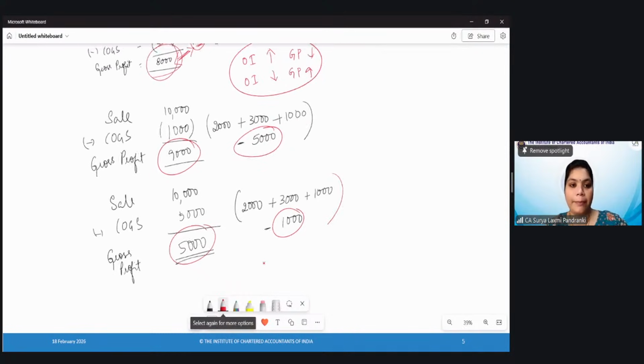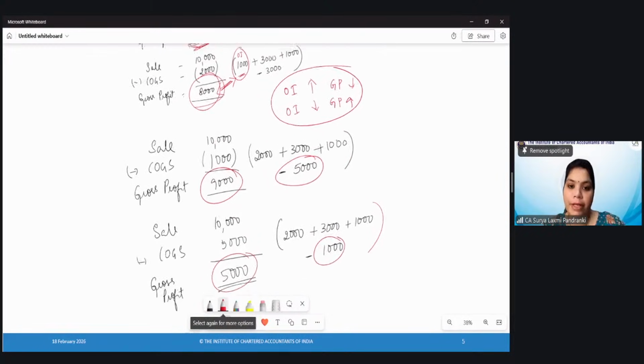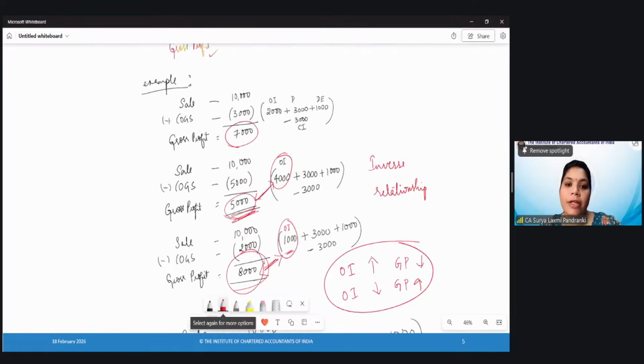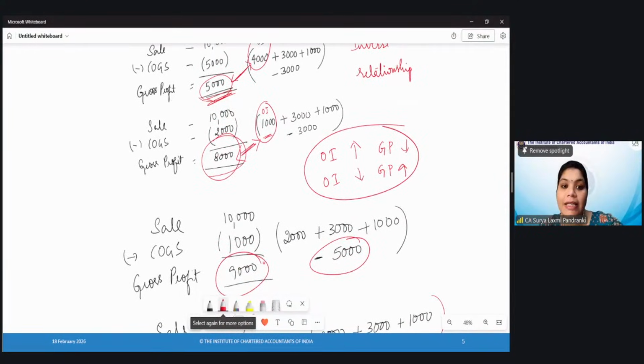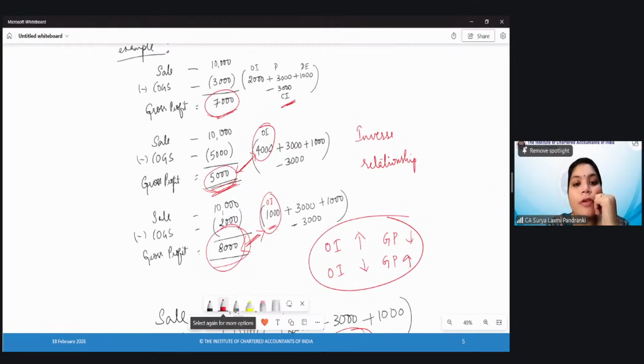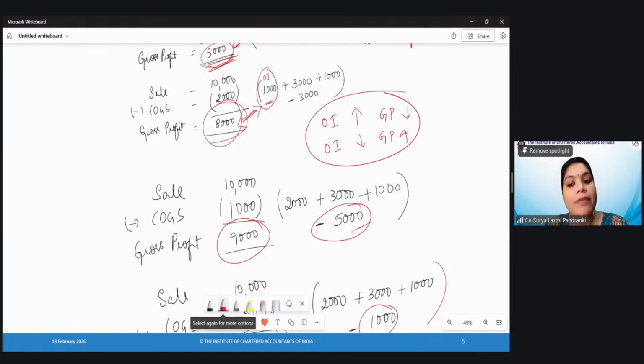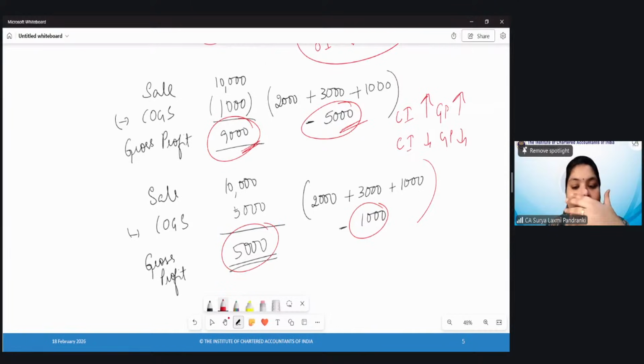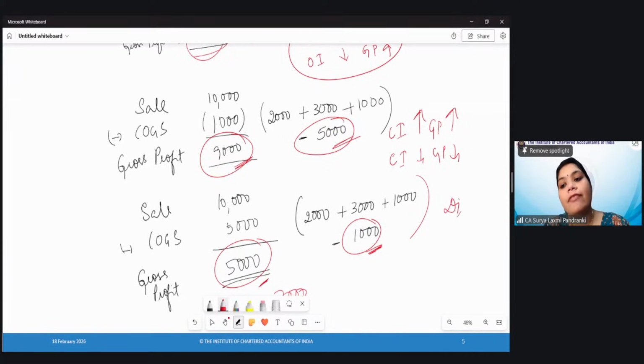Now let us again compare. What was our closing inventory initially? 3000. If that closing inventory is increasing, your profit is also increasing. If your closing inventory was 3000, your gross profit was 7000. Now, if your closing inventory is 5000, your gross profit is 9000. So both are increasing. If closing inventory decreases, gross profit also decreases. That is proved in this example. I have decreased my closing inventory, my profit also decreased. Previously it was 7000, now it came down to 5000. So this has a direct relationship.